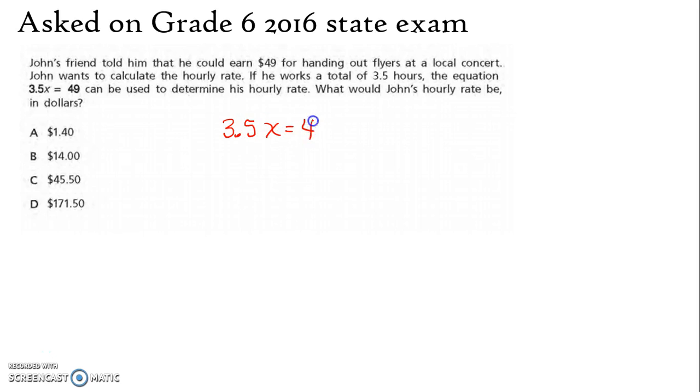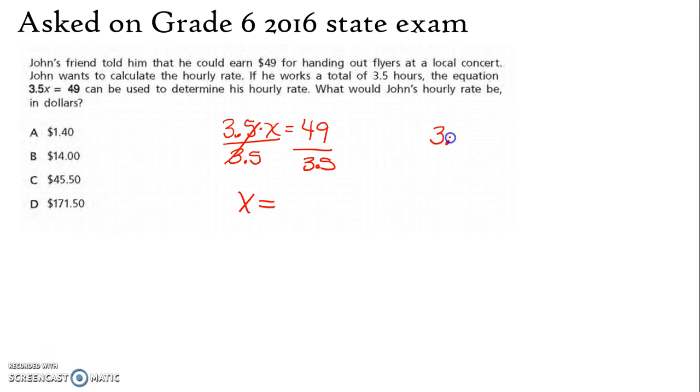3.5x equals 49. All right, so we look at the 3.5. The operation between that and the x is multiplication. What's the opposite of multiplication? How do we undo multiplication? We undo multiplication through division. So now I have x equals 49 divided by 3.5.